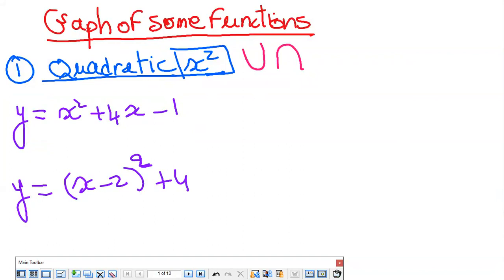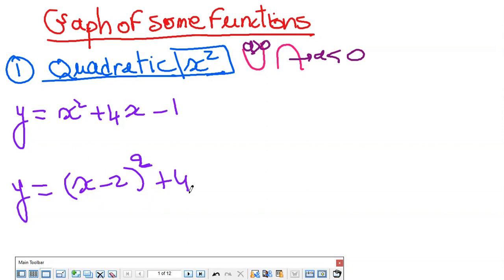So I will start first with the quadratic function. We already did it before, but I will remind you about it. We know that a quadratic function has x squared and it's a U shape, either upward or downward. It's upward when a is positive and downward when a is negative. You could have a quadratic function in developed form like this, or in vertex form.